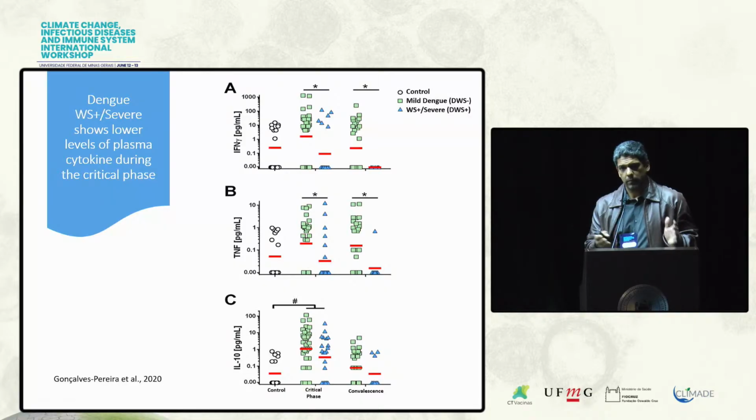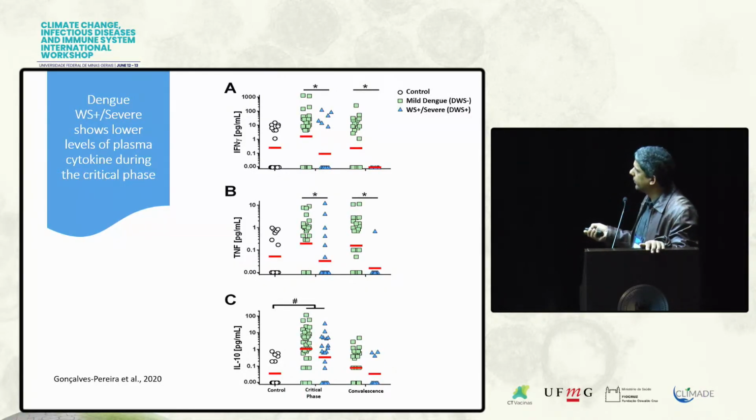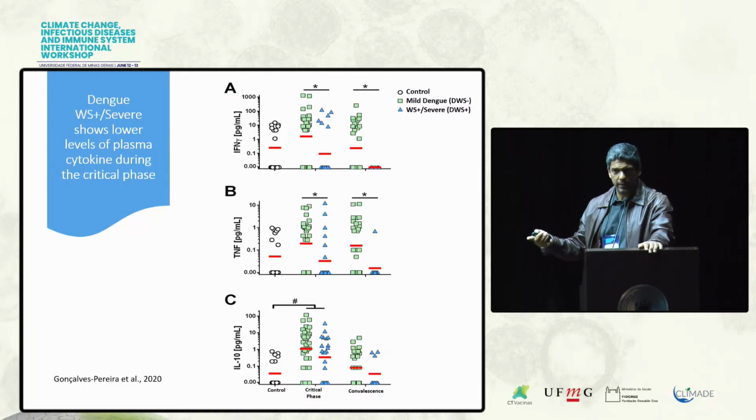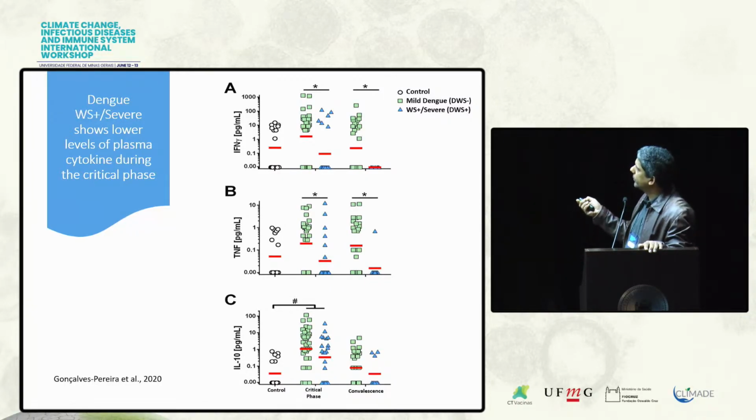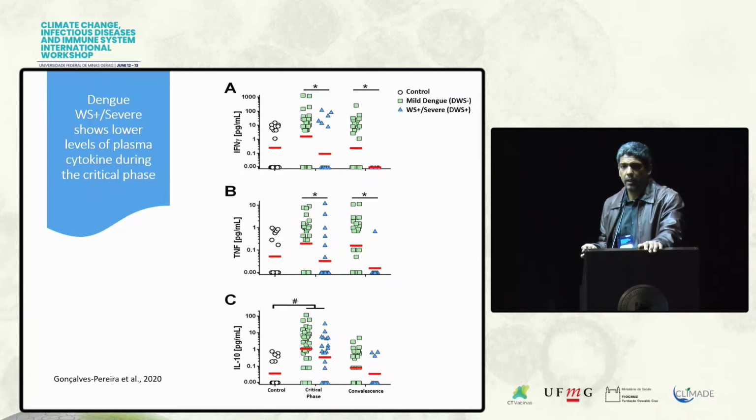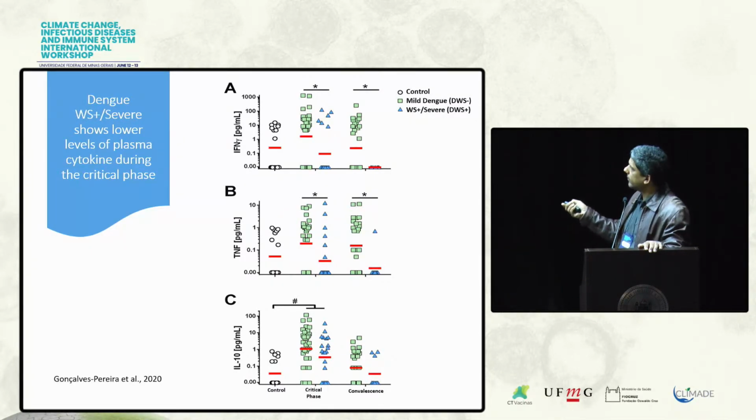We got blood from individuals with dengue during the critical phase, and we evaluated interferon gamma and TNF, which are cytokines associated with resistance to fight the infection. Individuals developing mild dengue had higher levels of interferon gamma and TNF when compared to individuals developing dengue with warning signs. But the level of IL-10 was similar. So this was indicating that the resistance of individuals developing severe dengue might be compromised.